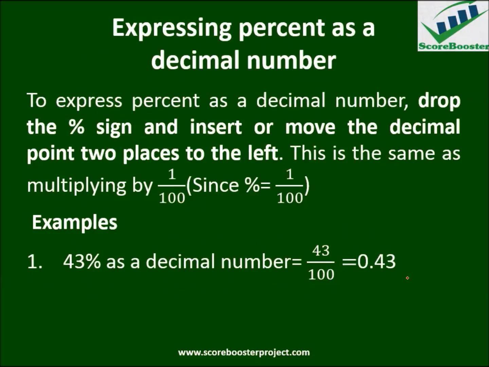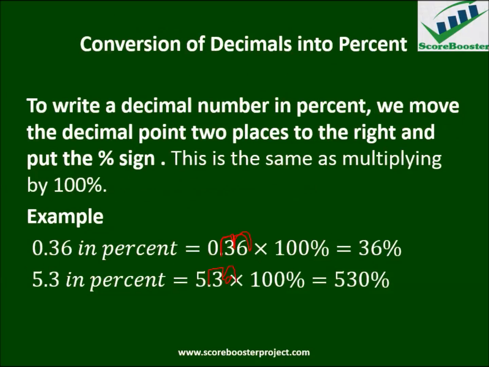So now, doing the reverse, expressing percent as a decimal number. To express percent as a decimal number, you simply drop the percentage sign and move the decimal point 2 places to the left. In the case of conversion of a decimal number into percent, we moved the decimal point 2 places to the right.